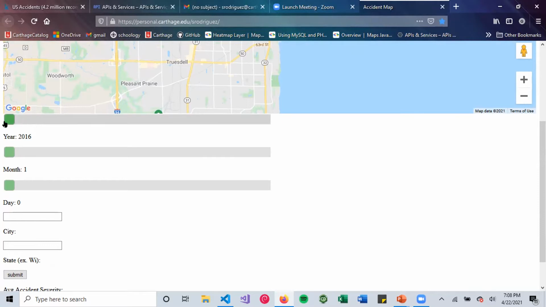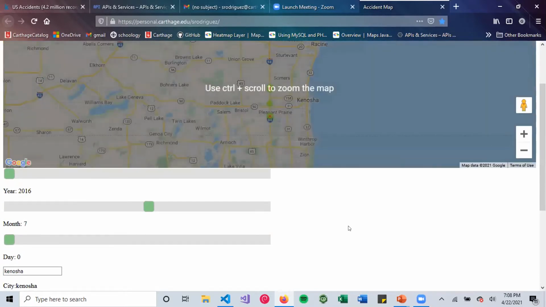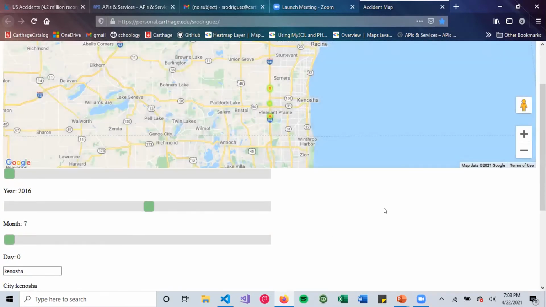Since the data is only taken from about June, I was wondering why it wasn't showing anything in the beginning, because there just wasn't any. So if I just go Kenosha and to this, it displays the accidents that happened.